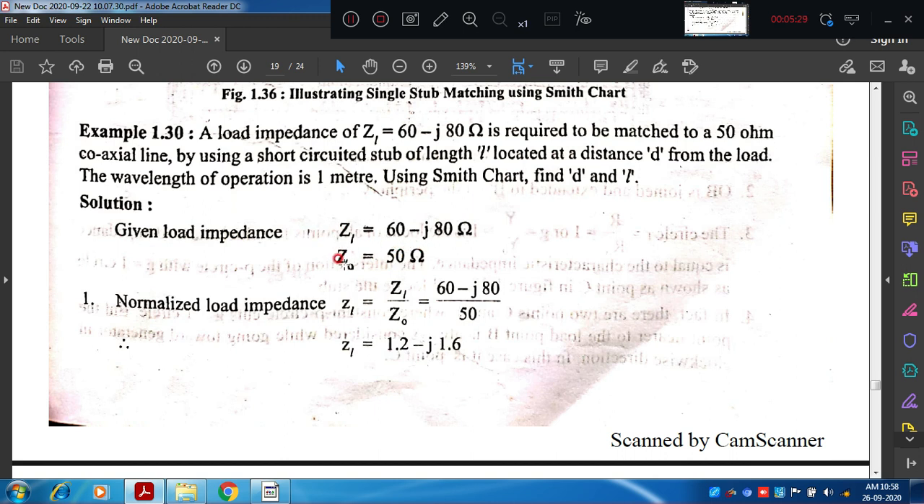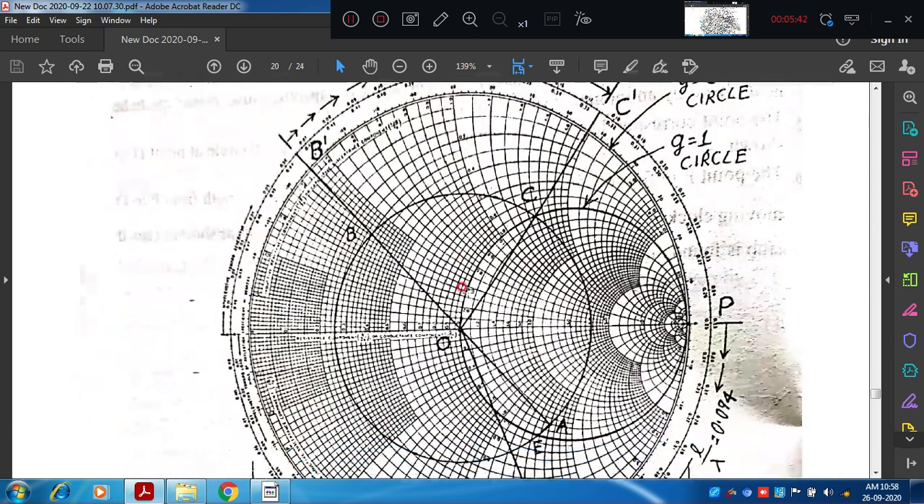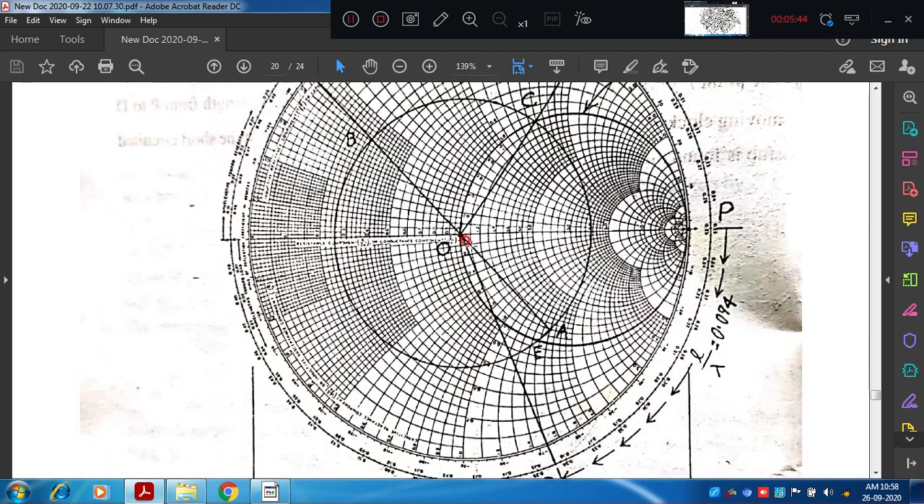ZL is given, Z0 is given, so normalize it. ZL by Z0, (60 - j80) by 50, so normalized ZL will be 1.2 - j1.6, right? So you should locate this load point on the Smith chart. Here I will get point A, on the resistance circle 1.2 and reactance -1.6. This is point A, the load point.